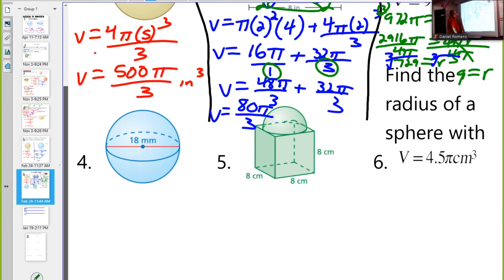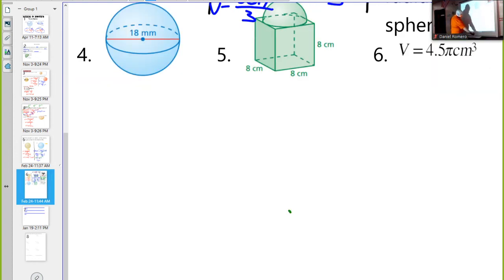You can do number 4, which is going to be very similar to the very first one we did.